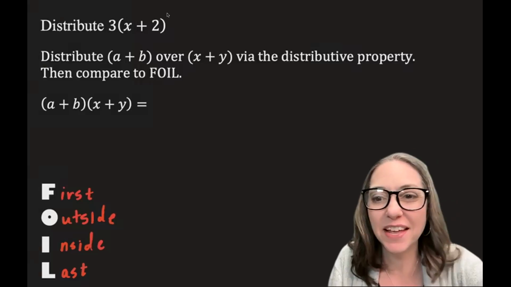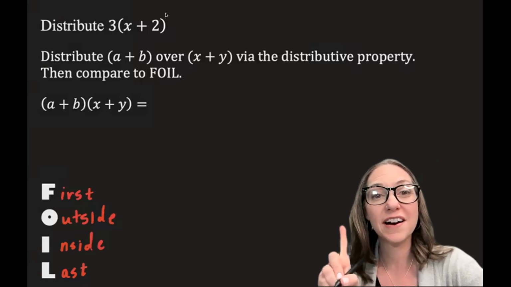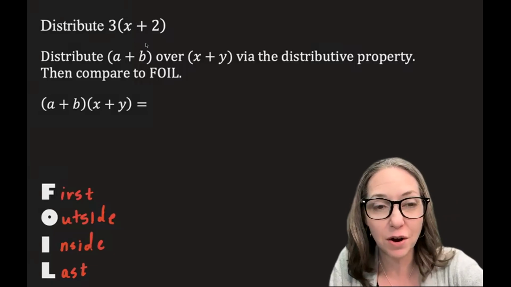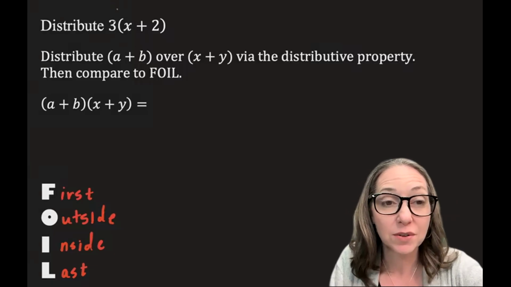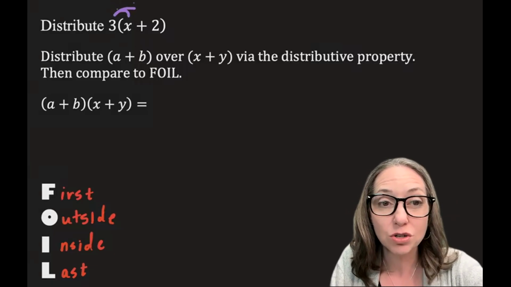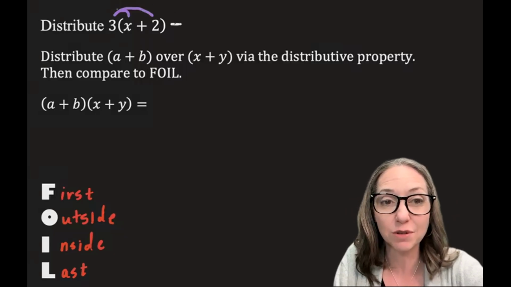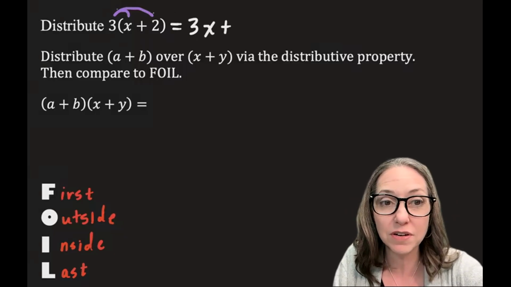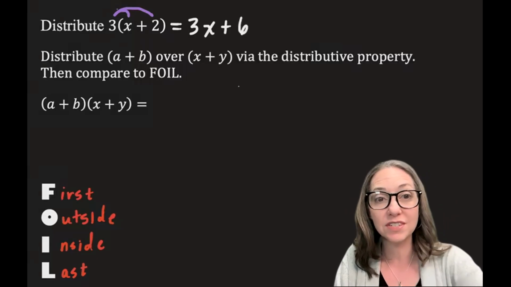Howdy and welcome. In this video, we're going to look at why FOIL works. First, let's distribute a regular 3 over the binomial x plus 2. That's equivalent to multiplying the 3 to both terms on the inside of those parentheses. So that's equivalent to 3 times x plus 3 times 2, or in other words, 6.